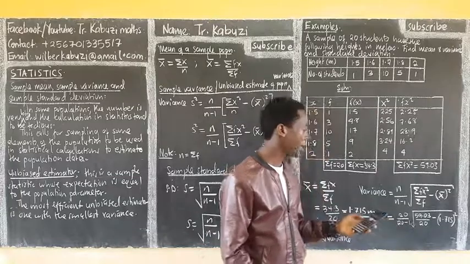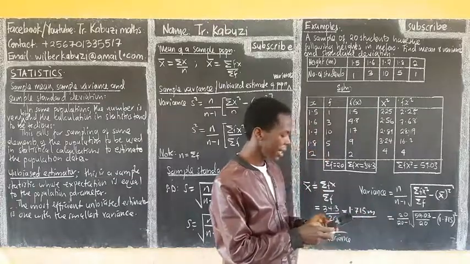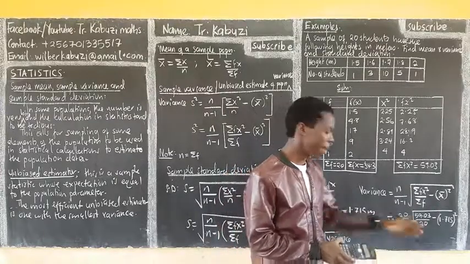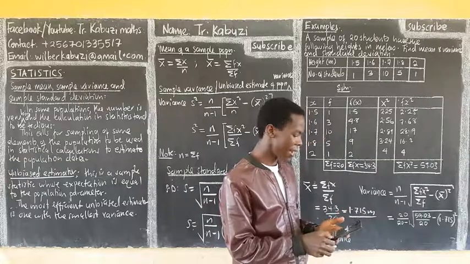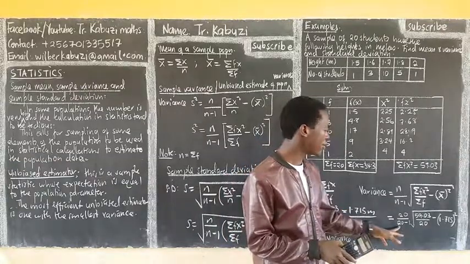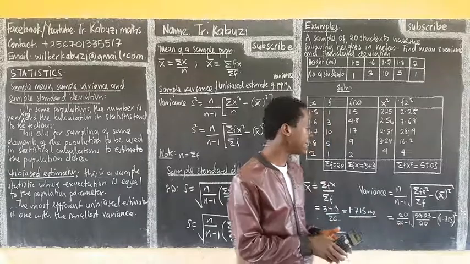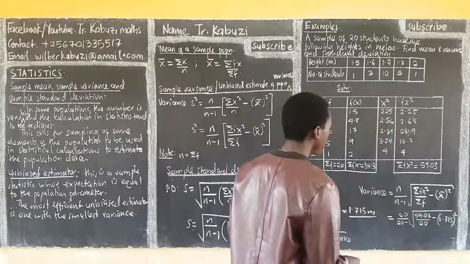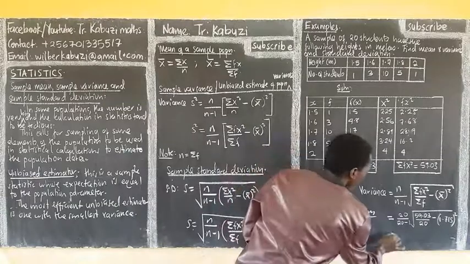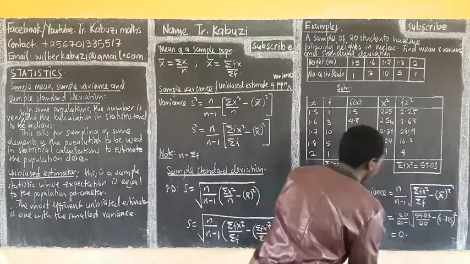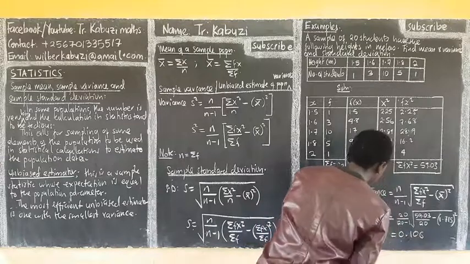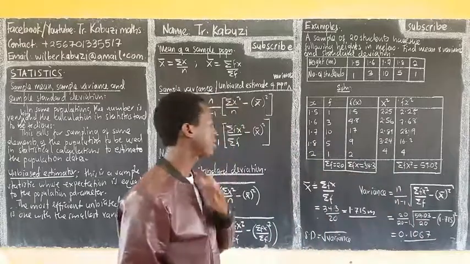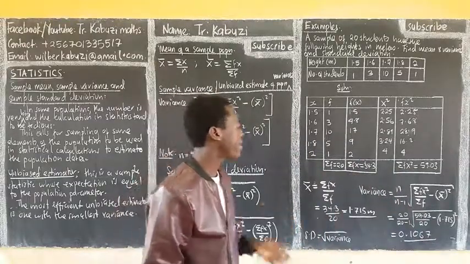Then you say answer times 20. This 20 is multiplying, then you press equals. Divide by, now this one is going to be 20 minus 1, which is 19. Now divide by 19. And so, my variance there is going to be 0.1067. Then you can easily get the square root of that. So, that's how you press that.